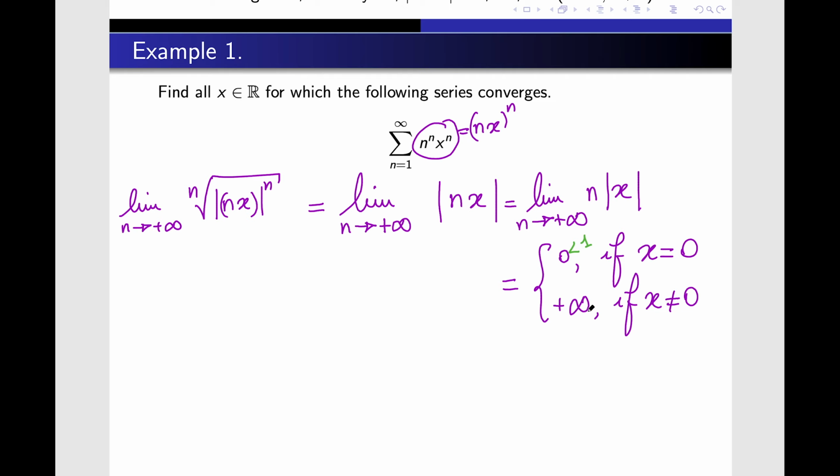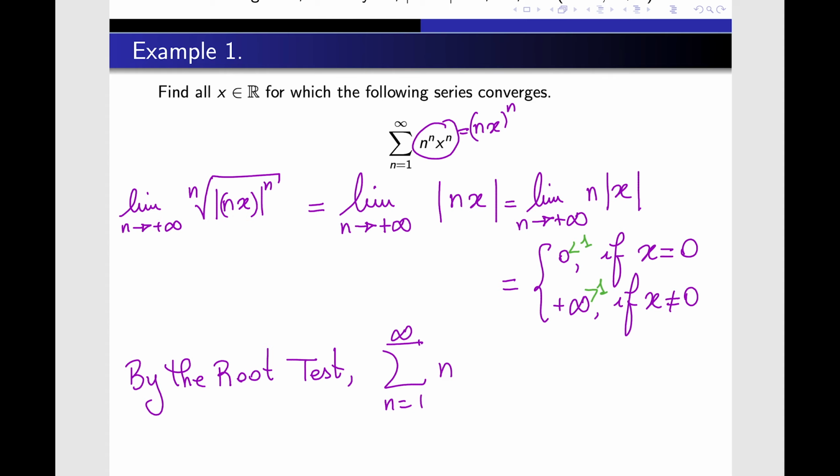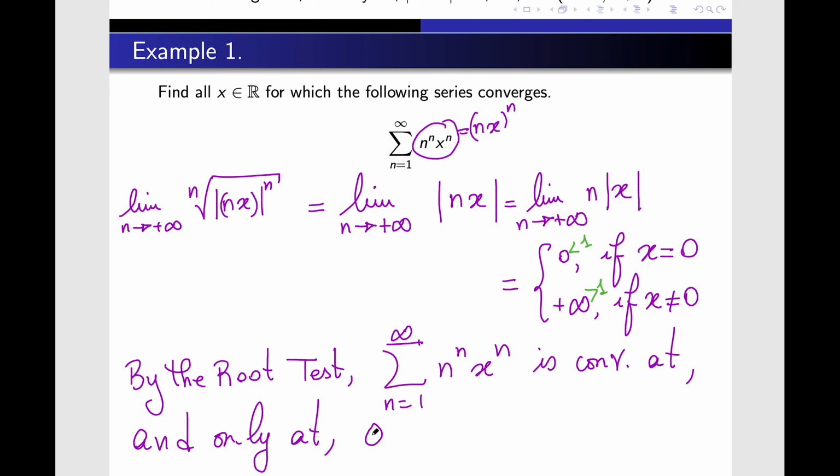Otherwise, the series is divergent, right? Because this is bigger than 1, and the root test tells us that if the limit is bigger than 1, then the series is going to diverge. So what can we say then? By the root test, the series n to the power n, x to the power n, is convergent at and only at 0. Correct? That's what we discovered here.